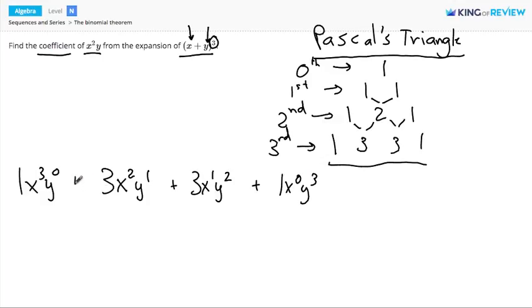This is a shortcut for expanding a binomial. So, if we want to know the coefficient of x squared times y, well, here's the term that has x squared times y, since y to the first is just y, so our coefficient is 3.